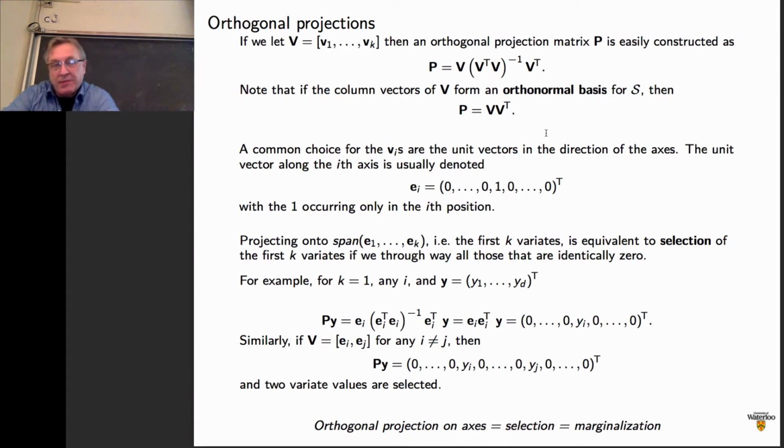So the next step is, if I have a space that I'm interested in, given by some set of vectors v1 to vk, and those vectors are linearly independent and non-zero, so that set forms a basis, I can easily construct a projection matrix that will project any vector in R^d onto the span of those vectors v1 through vk. Namely, V (V transpose V) inverse V transpose. Okay?